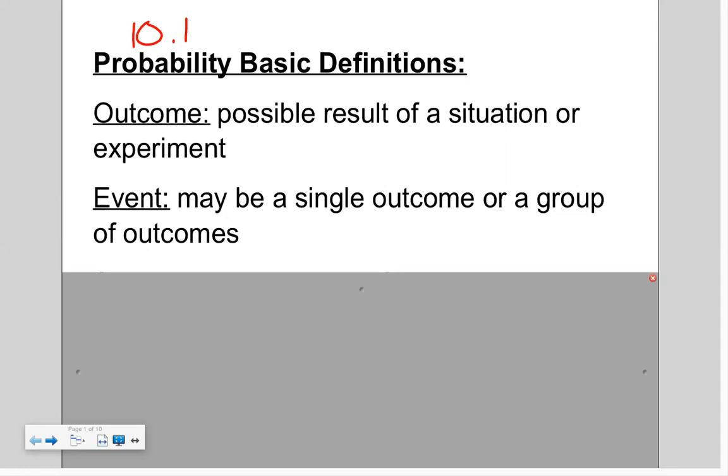An event may be a single outcome or a group of outcomes. So flipping the coin, that's an event. We could say we flip 10 coins, and that could be one event. Flipping 10 coins could be one event that we're talking about. That's the group of outcomes that we're talking about.